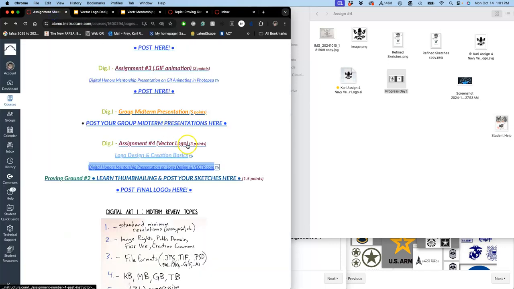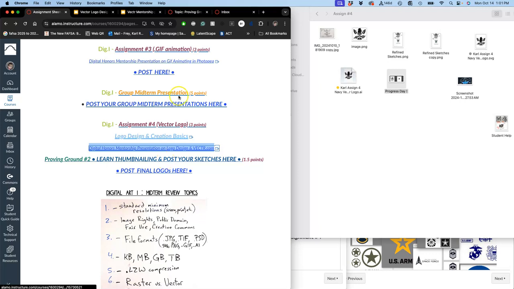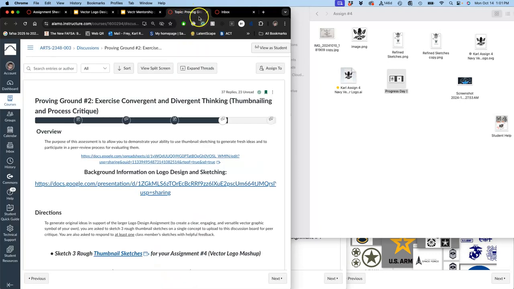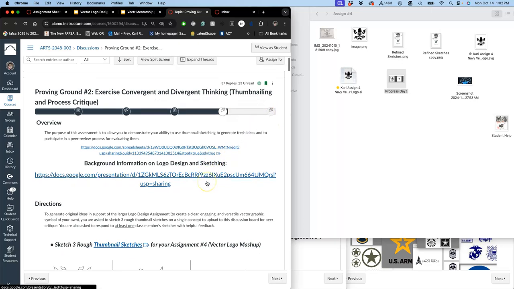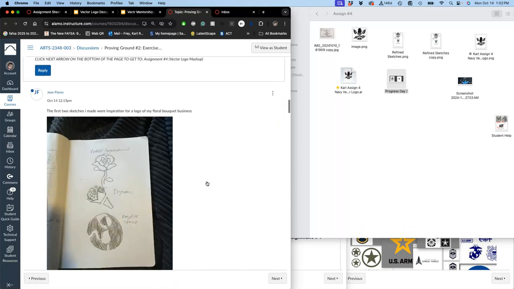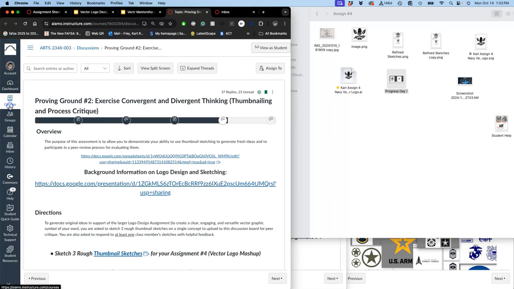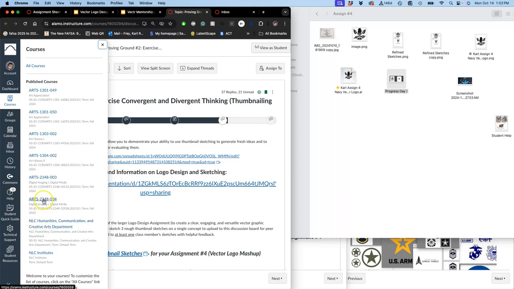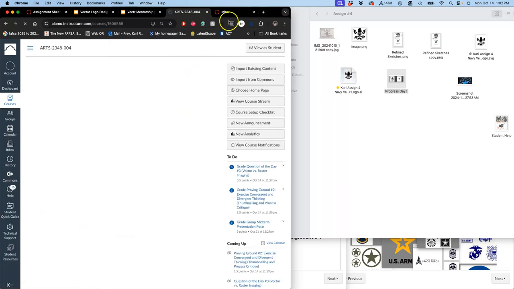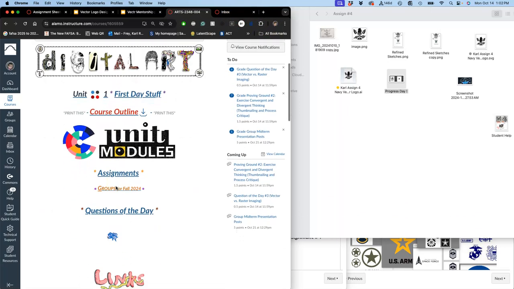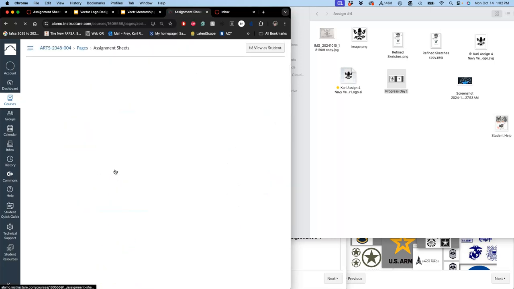Okay, next we go in the assignment sheets, and we can see where we post our proving ground. And then right after that is where we're going to post our refined sketches for our assignment 4 logo. All right. Oh, this is the wrong class. So remember, proving grounds, you want to be really specific to the rubric requirements.